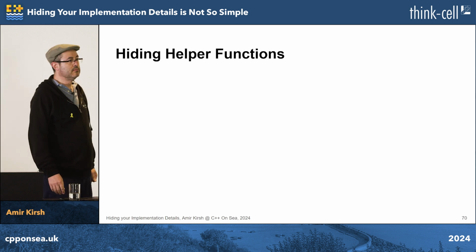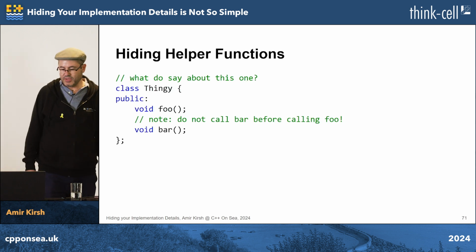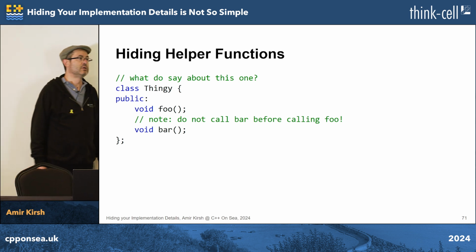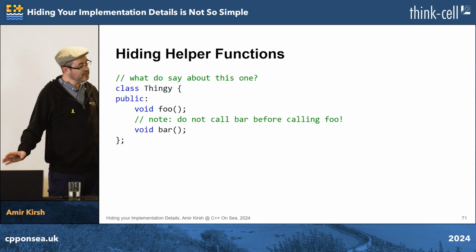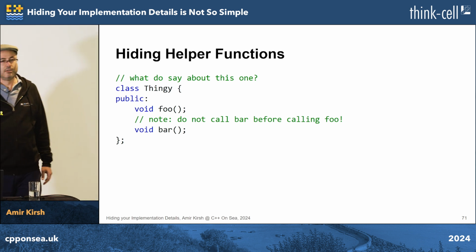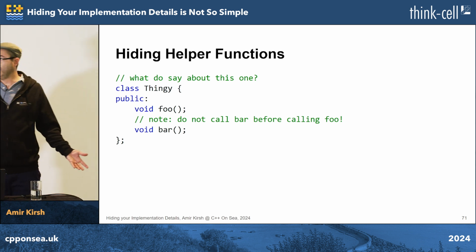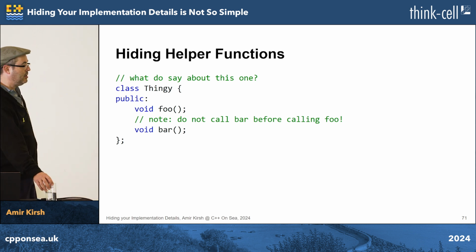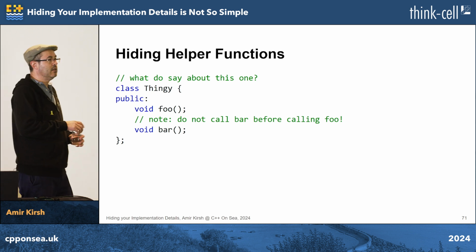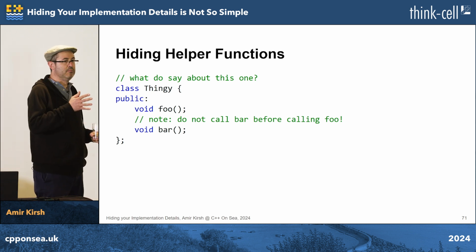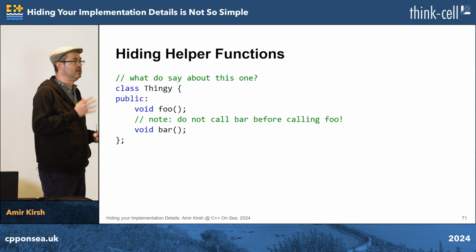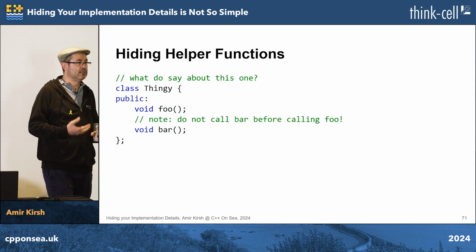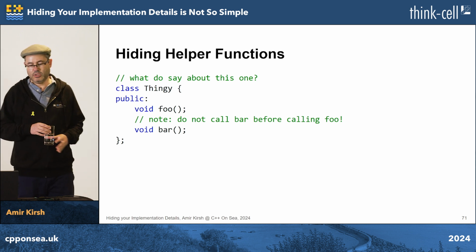Hiding helper functions. Let's take an example where we have thingy with two functions, foo and bar. Now, you shouldn't call bar if you didn't call foo. And it is documented, but people will call bar before calling foo. We know that at a certain point. How can we enforce that? There is some kind of private implementation detail that is exposed to the user. We actually expose helper functions and not the flow that is allowed, not the flow that we want you to use.